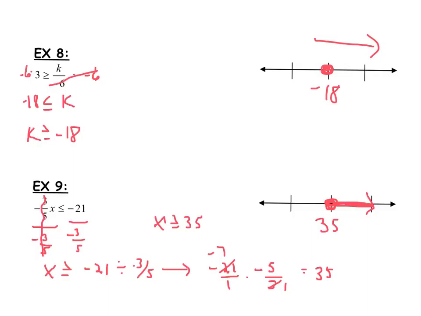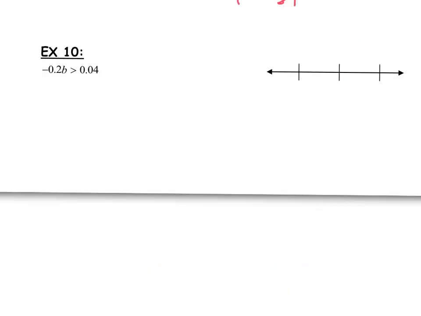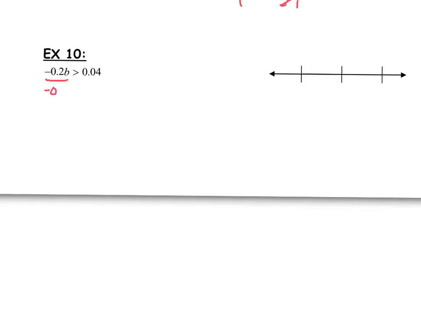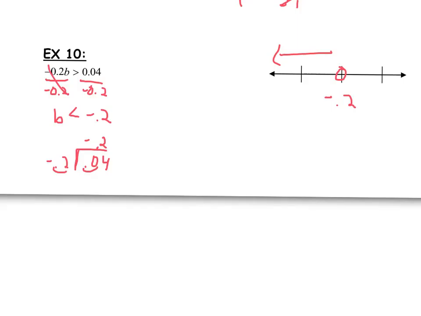Okay, let's see what else we can practice. We have example 10. Negative 0.2b is greater than 0.04. Divide both sides by a negative. That should be your clue that we are going to do what? We're going to flip. So I have b is less than, and now I have to divide 0.04 by negative 0.2. Move your decimal, move your decimal. So 2 goes into 4 2 times. So my answer is going to be negative 2/10. So I've got an open symbol at negative 0.2, and b is less than negative 2/10.